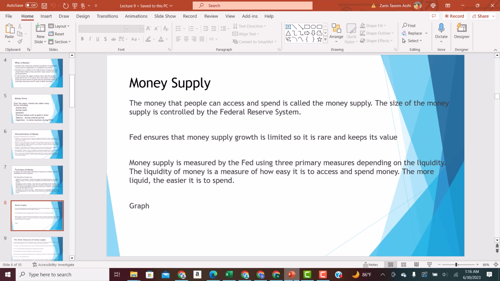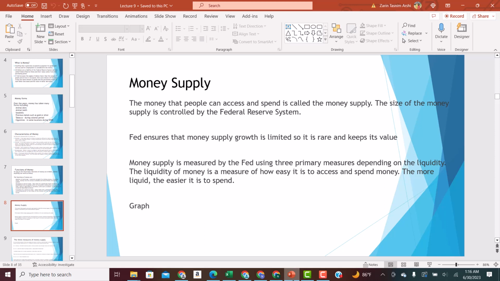Okay, so as we said, the Fed, or the Federal Reserve, is the government entity that basically controls the money supply in the economy. We also learned that they want to keep the supply low enough so that money is valuable to everyone, and there's a value added to money, and everyone has to earn it. So the money that people can access and spend is called the money supply, and this is controlled by the Federal Reserve.